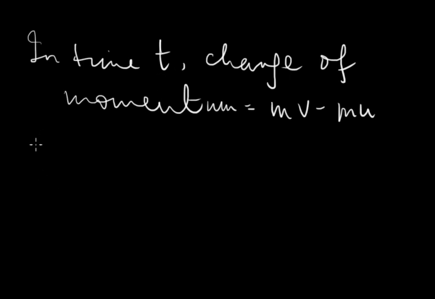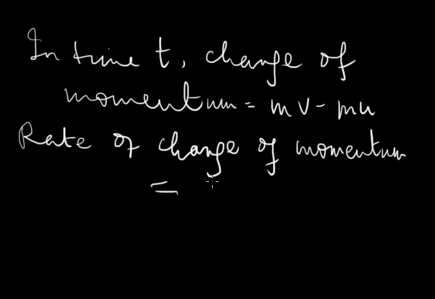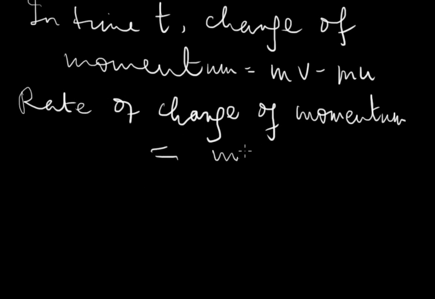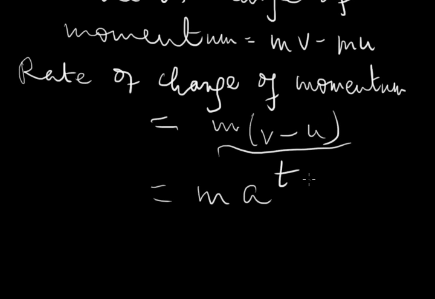So in unit time, the change of momentum, that is the rate of change of momentum, equal to mv minus mu over t, that is m into (v minus u) divided by t, that is equal to m into a, because (v minus u) by t equals acceleration a. So the rate of change of momentum is ma.